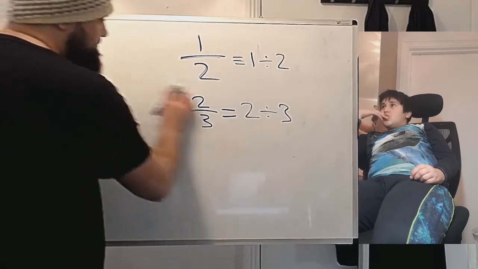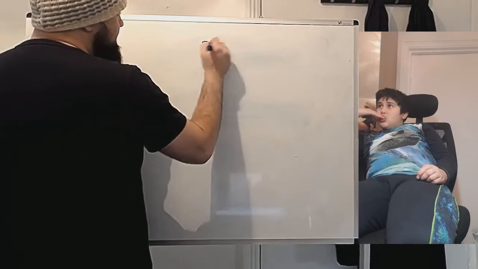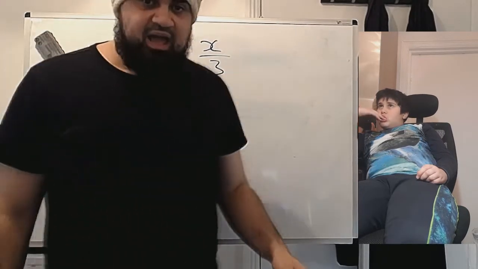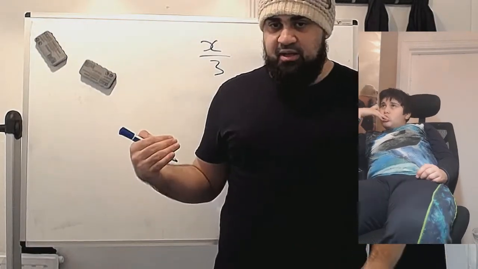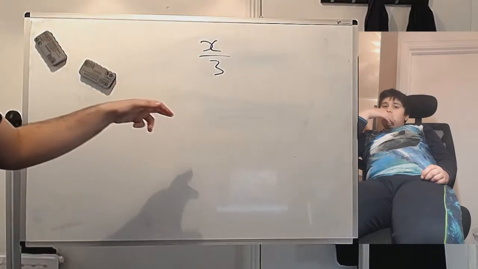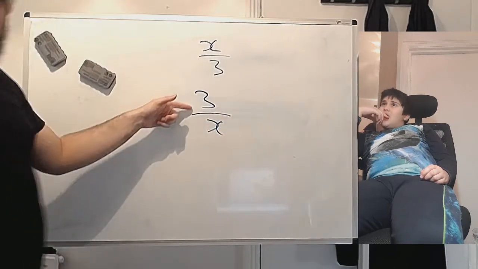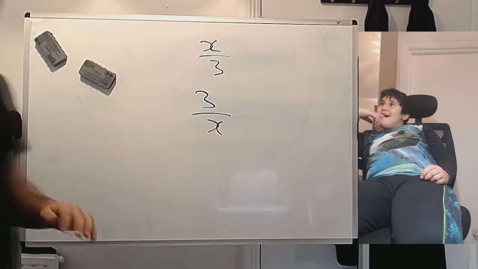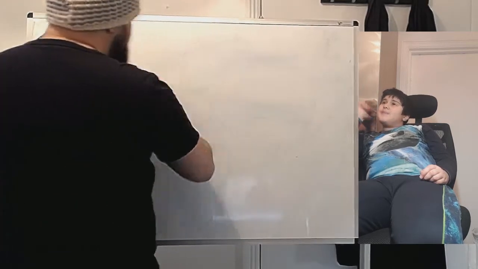Why is that important? Because if I tell you x over 3, I want you to see it as x divided by 3. I don't want you to see it as a fraction. Okay, it is a fraction, but for now, I want you to just see this as x divided by 3. Or if I write 3 over x, this is the same as saying 3 divided by x. I hope that's understood. Okay, let's go on to the next part.